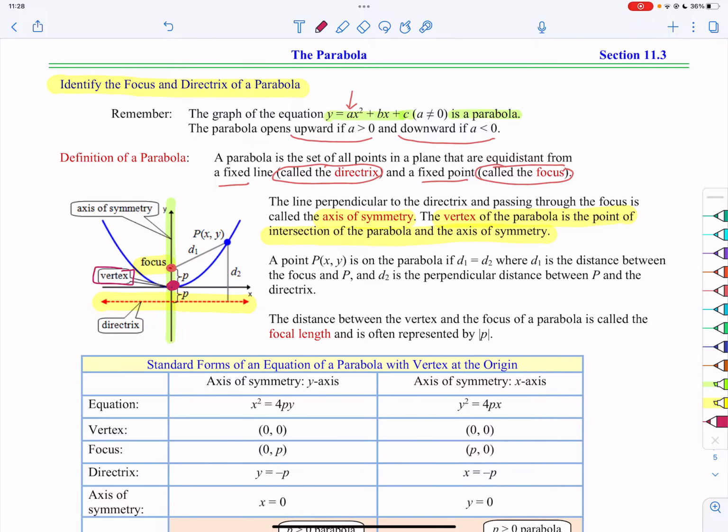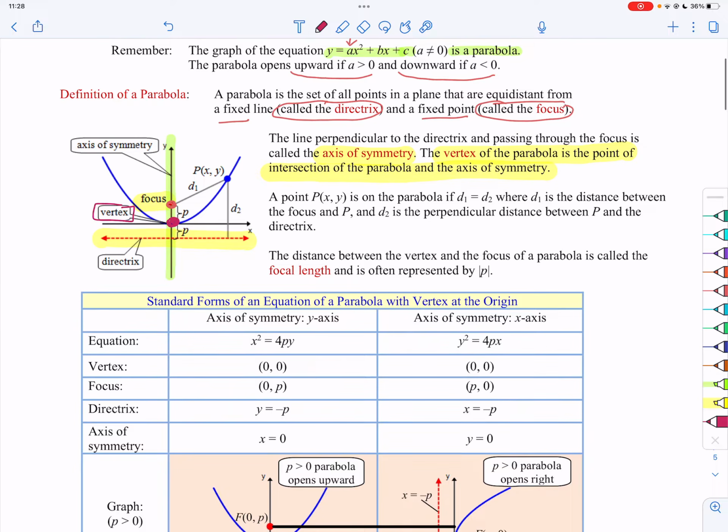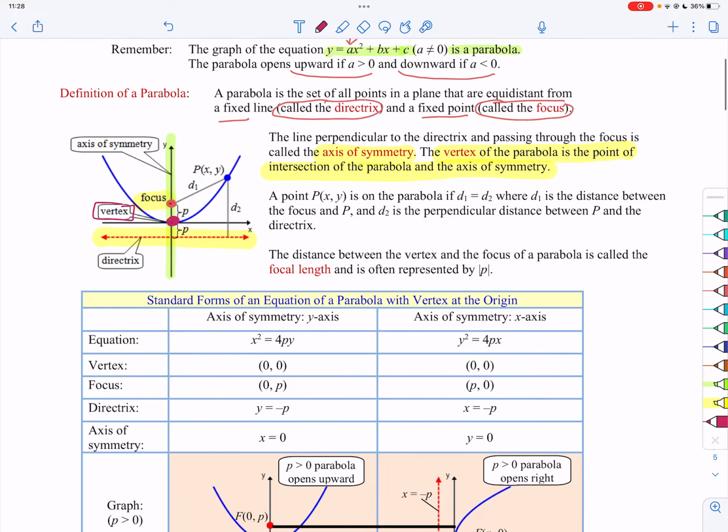A point P(x, y) is on the parabola if D1 equals D2, where D1 is the distance between the focus and P, and D2 is the perpendicular distance between P and the directrix. So you can see those distances right here, D1 and D2.